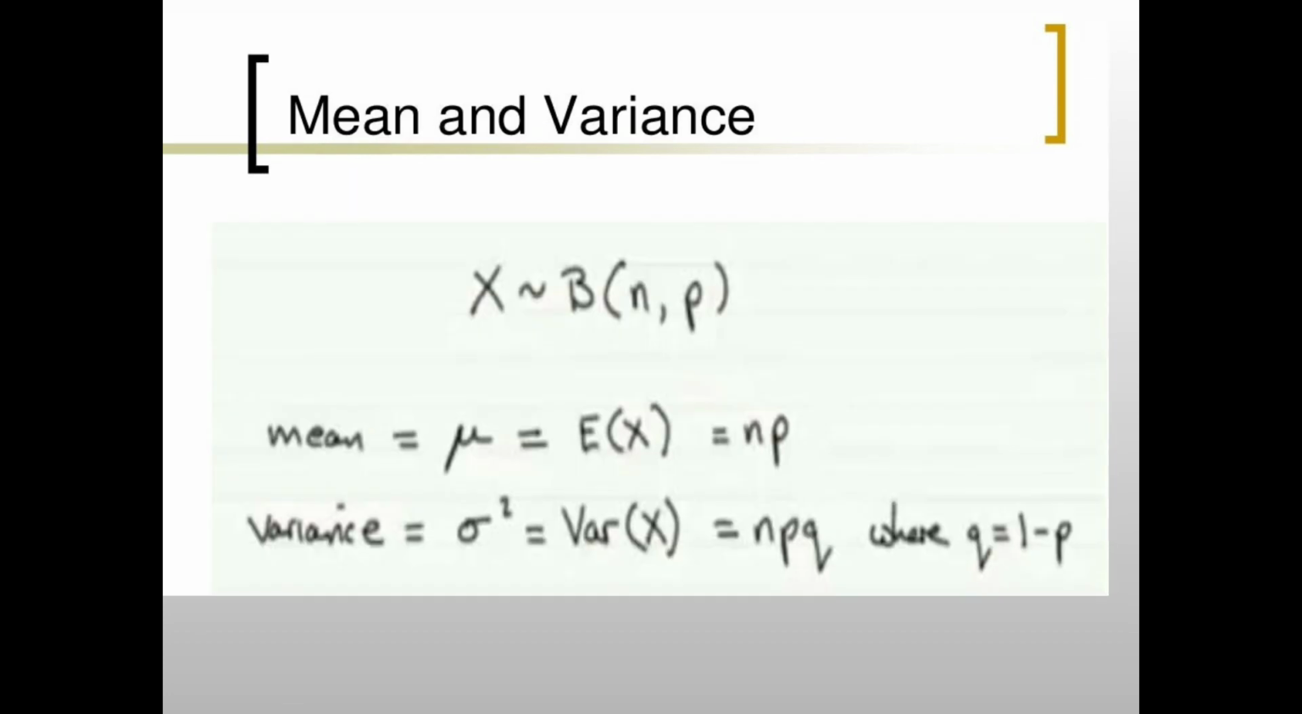Let's talk about the mean and variance. Mean is equal to np. Variance, sigma squared, is equal to variance of x, which is equal to npq, where q is equal to 1 minus p.